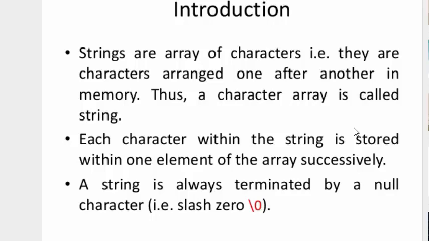Every string is terminated by using the null character. The null character is a byte with all bits at logical 0. So each character within the string is stored within one element of the array successively. A string is always terminated by \0. That means if we are putting the last element as \0, it is the end of that particular string.